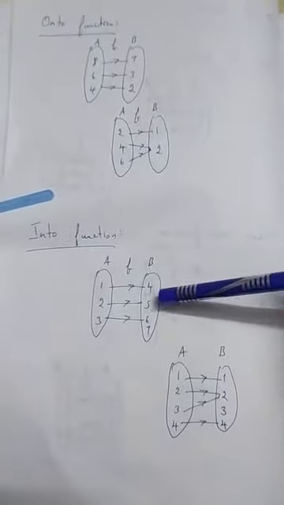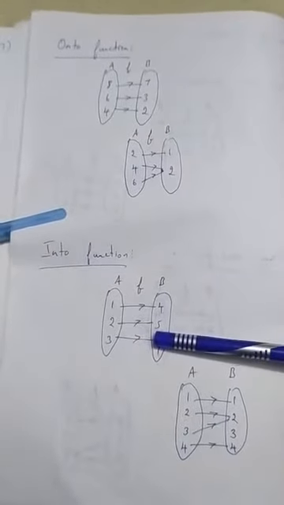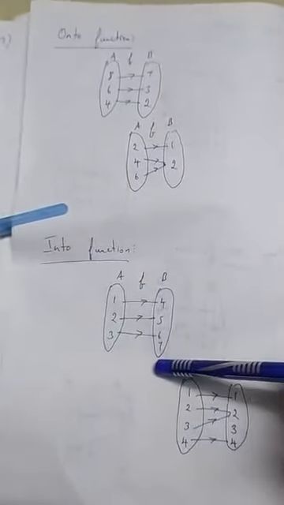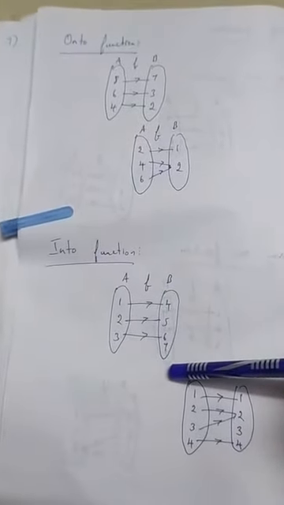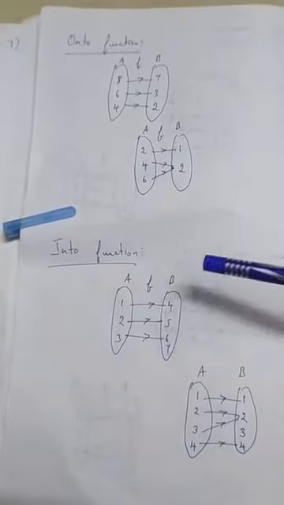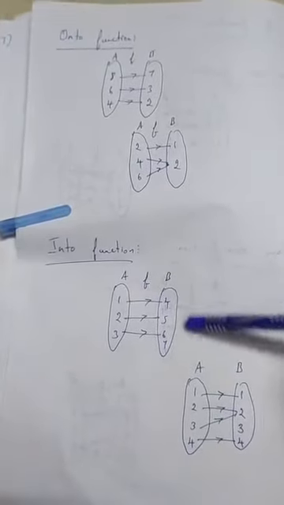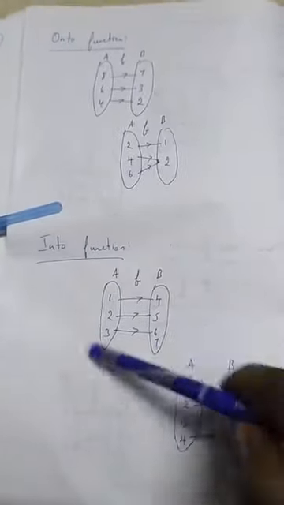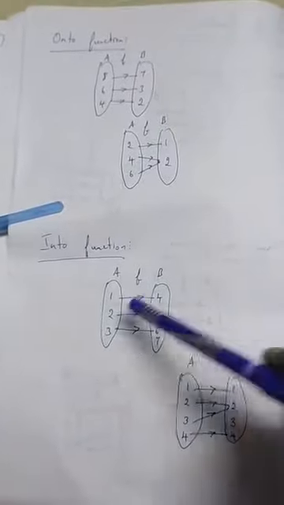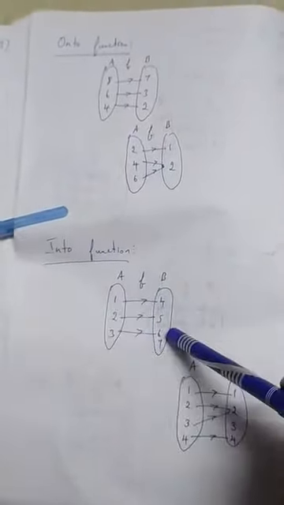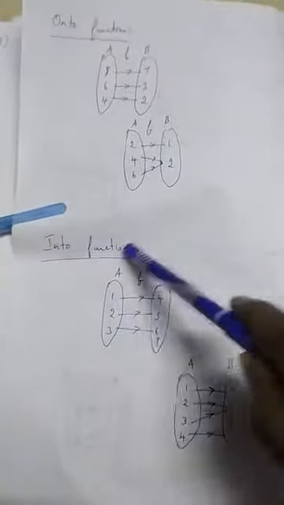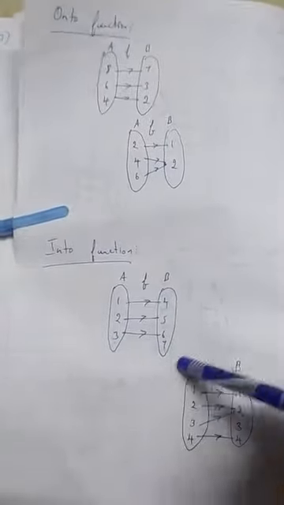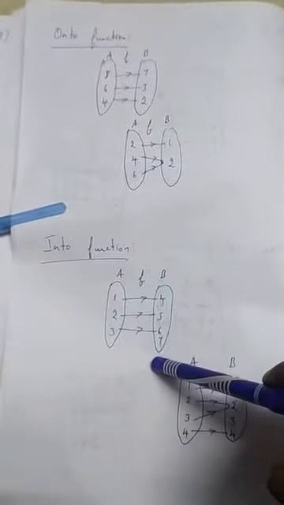And into function is the straight opposite of onto function. If any one or more elements in the codomain don't have a pre-image, it means it is into function, right? So let's check. First, let's check whether it is a function or not. 1 has an image, 2 has an image, 3 has an image. 1 has only one image, 2 has only one image, 3 has only one image. So it is a function. So first we found out it is a function.